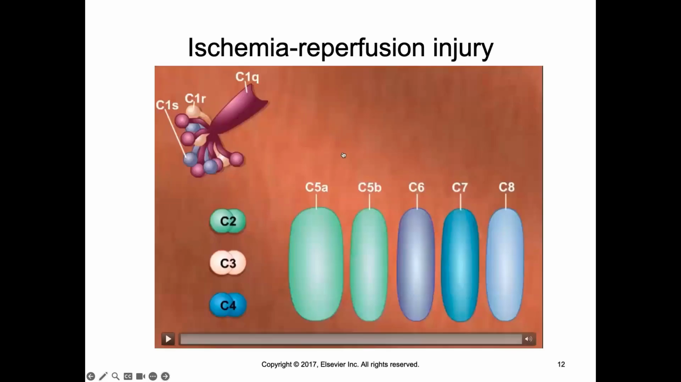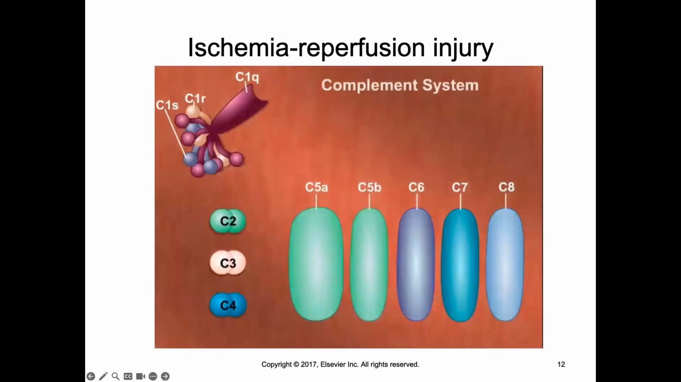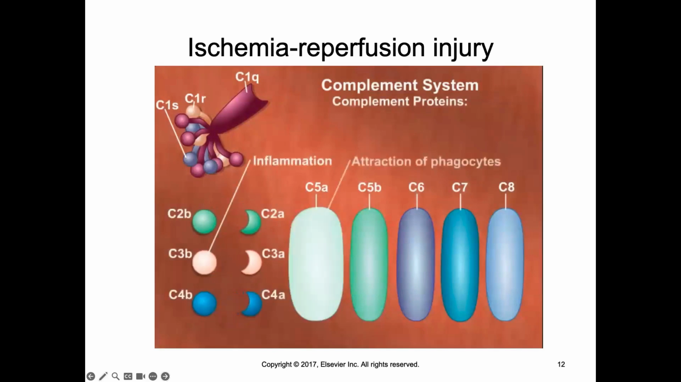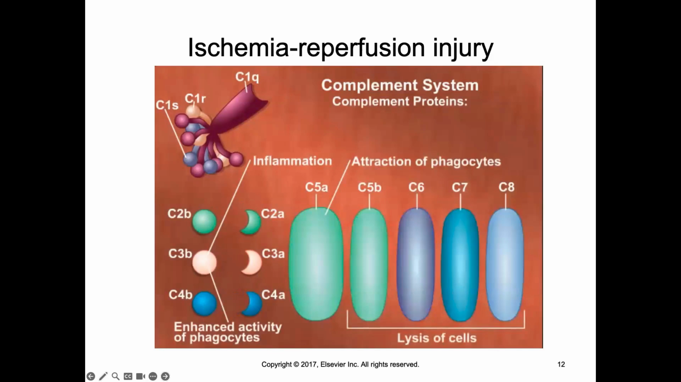Next is complement. The complement system consists of a group of over 30 serum proteins that play an important role in both innate and adaptive immunity. Complement proteins participate in host defense processes such as inflammation, attraction of phagocytes to an infected area, enhanced effectiveness of phagocytes, and lysis of cells.